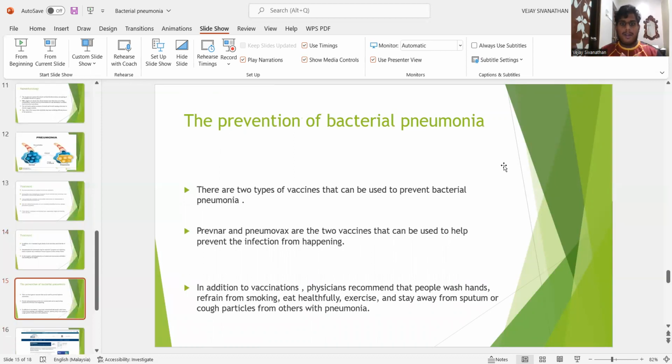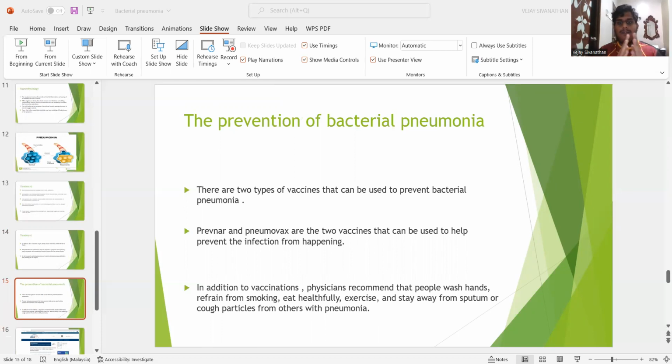Now, I'll be talking about the prevention of bacterial pneumonia. There are two types of vaccines that can be used to prevent bacterial pneumonia. Prevnar and Pneumovax are the two vaccines that can be used to help prevent the infection from happening. Prevnar is generally administered as part of the normal infant immunization procedure and is recommended for children less than 2 years of age or between 2 and 4 years with certain medical conditions.